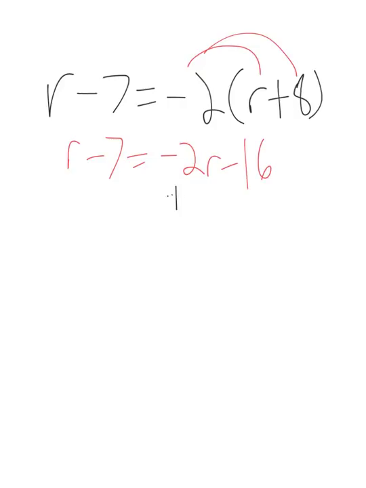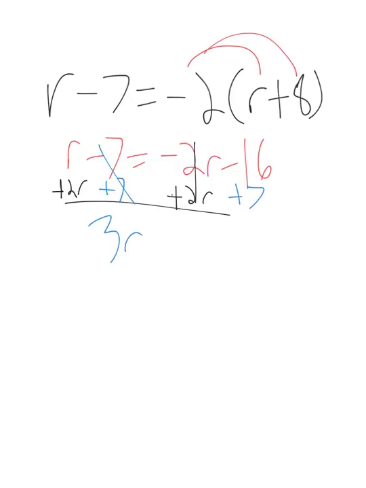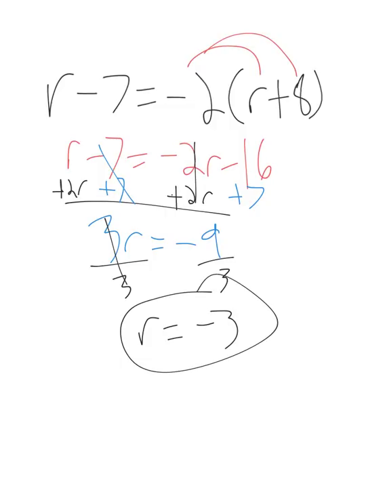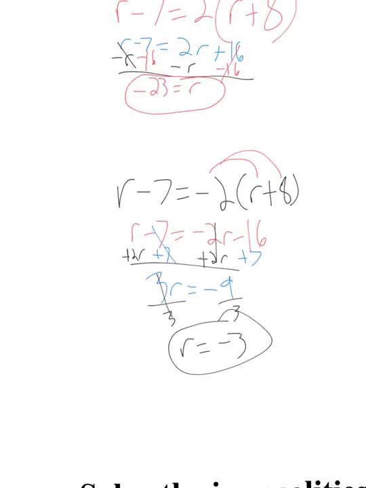So let's see here, I can add 2r. That cancels something on the right side. And then I can add 7 to cancel something on the left side. And so you get 3r equals negative 9. So now, how do you get rid of the 3? Dividing it. So you get r equals negative 3. So I have my two answers now, negative 23 and negative 3.